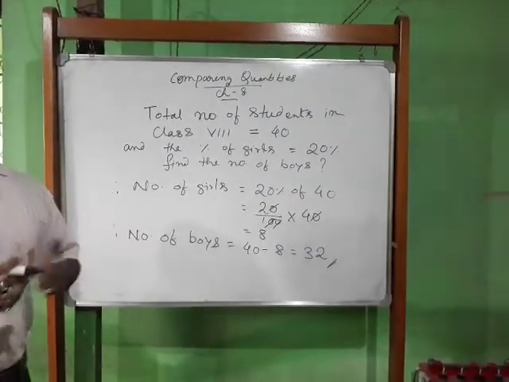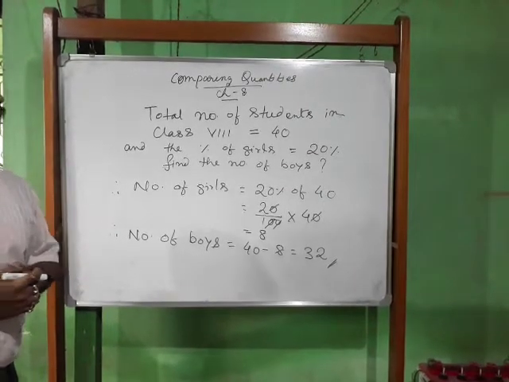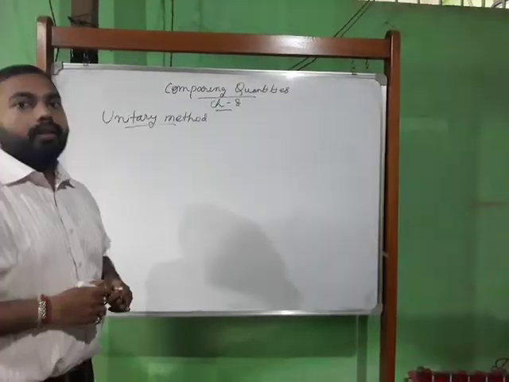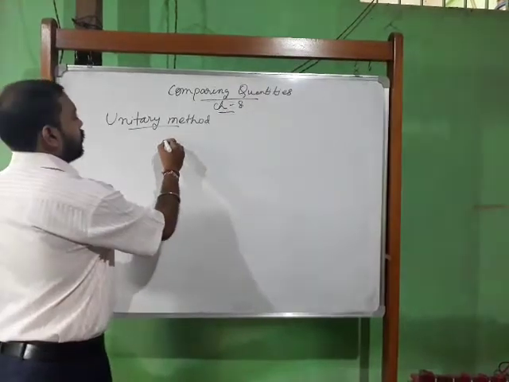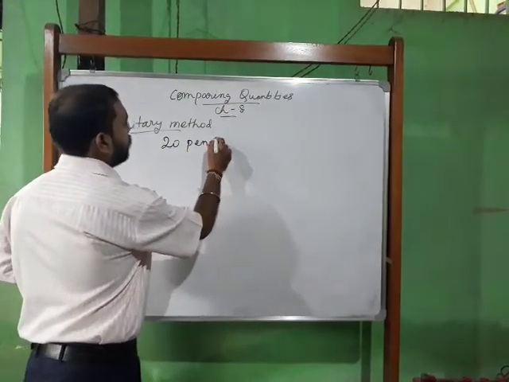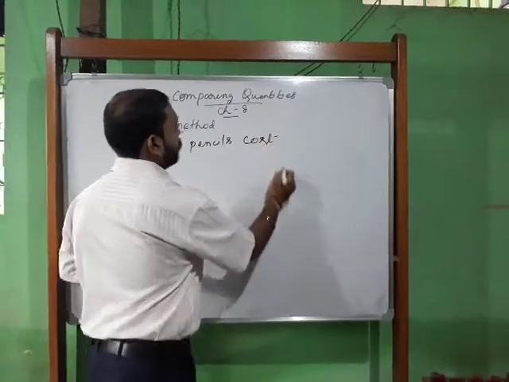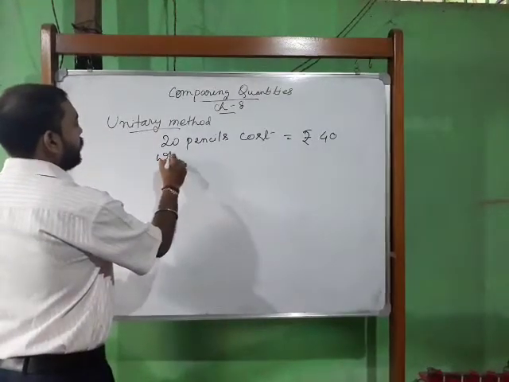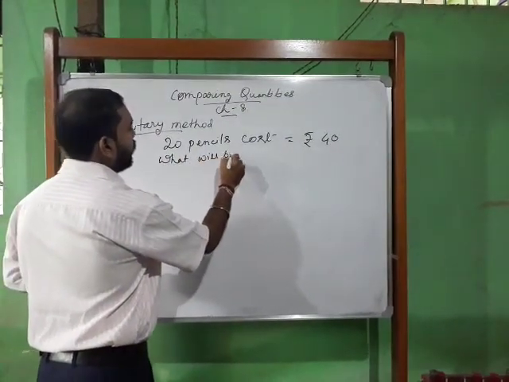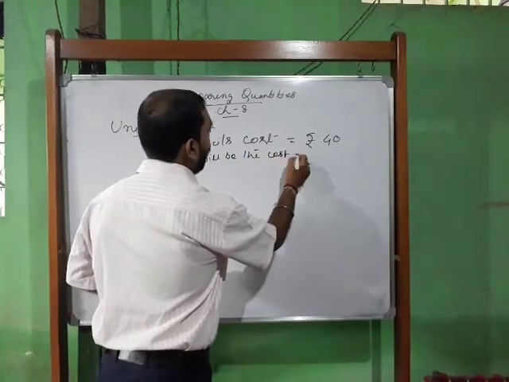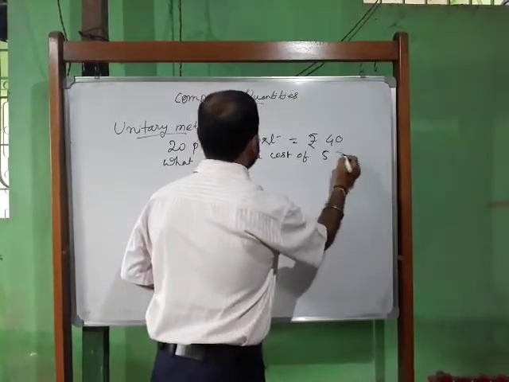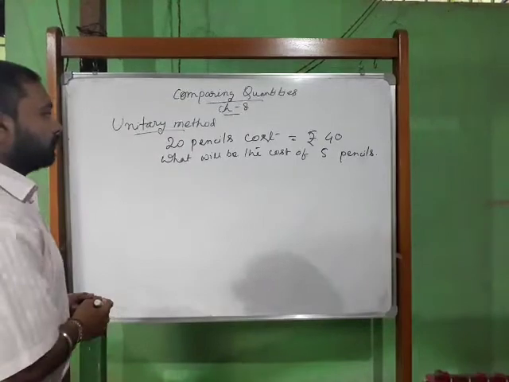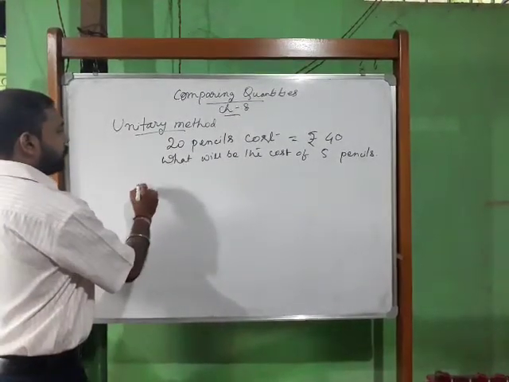Now you are familiar with the unitary method, so let me explain the unitary method with an example. Let us take an example. Suppose 20 pencils cost rupees 40. What will be the cost of 5 pencils? Now how can we calculate this? Let us solve it.